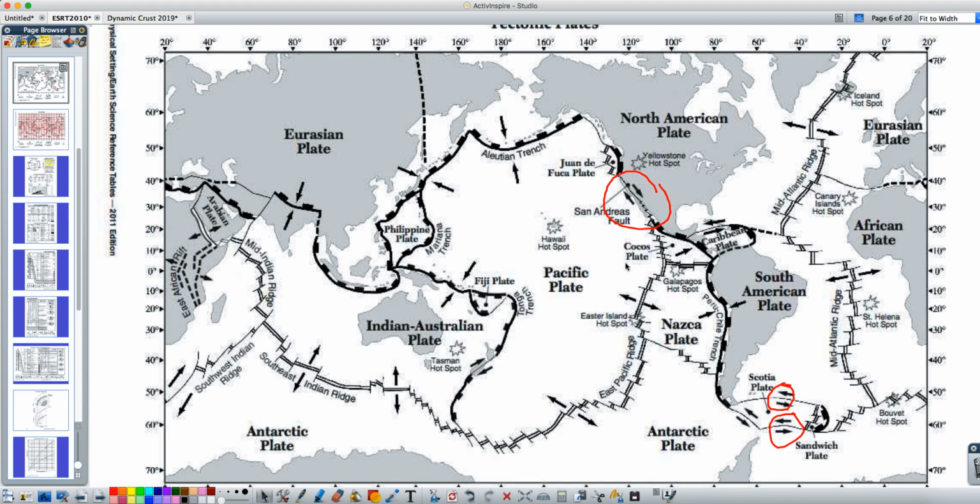And your answer was the San Andreas Fault, right here. There it is. The San Andreas Fault is what produces all those earthquakes in California.